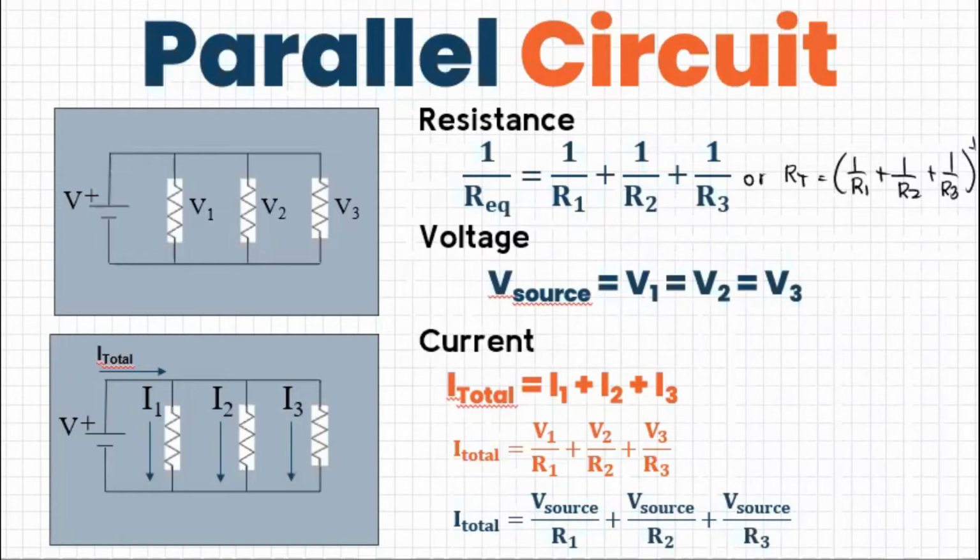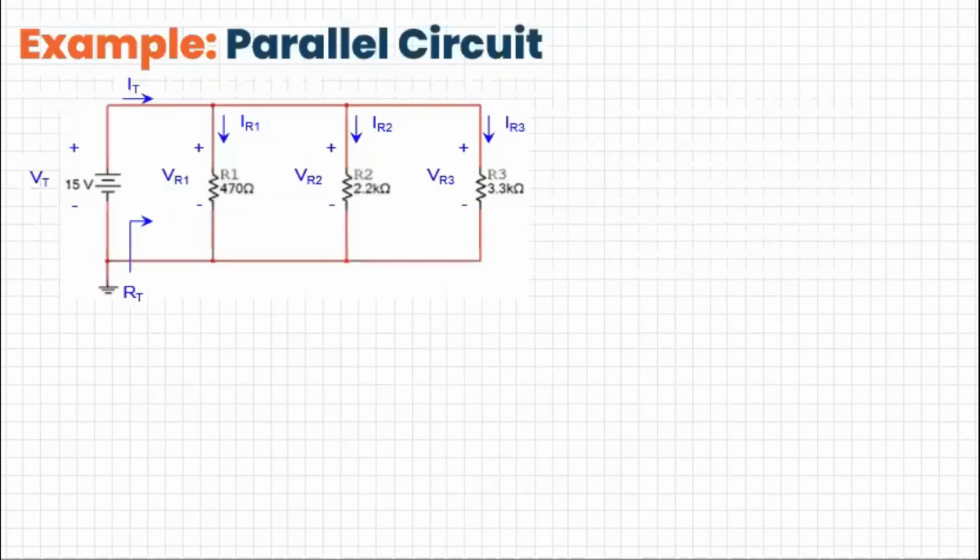Since this is a parallel circuit, the same concept applies as with capacitors: the source voltage is equal to the individual voltages of each load. For current, since we have multiple paths, the current from the source is divided depending on our loads. So I total is equal to I1 plus I2 plus I3, a derivation from Ohm's law. V source is on top because, according to our concept, V source is equal to V1, V2, and V3. Let's try it with our parallel circuit example.